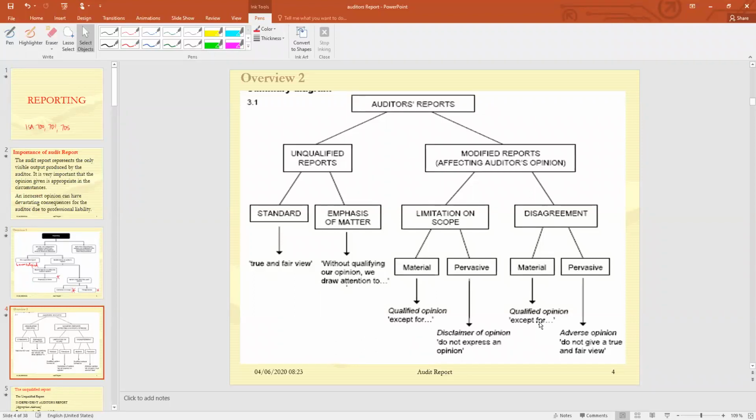What do you mean by scope limitation? Scope limitation simply implies that as an auditor, you cannot apply audit procedures. There's something preventing you, either because of the cost or the management, or not because of anyone's wish, but there are things limiting you from being able to apply audit procedures. That is called scope limitation, if the matter at hand is material.